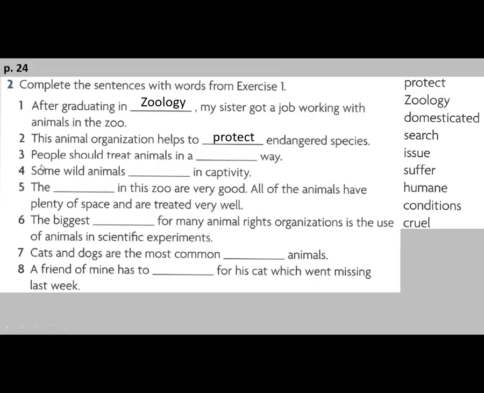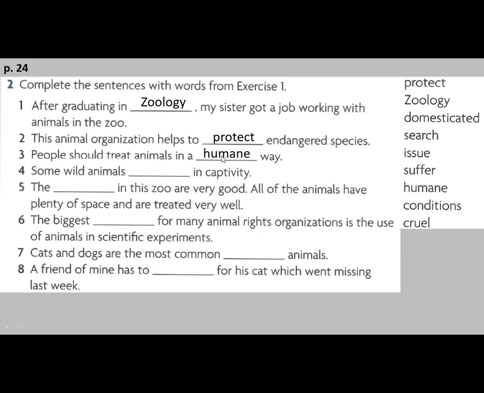What about number 3? People should treat animals in a way. Way is a noun. So probably to define this noun, we need an adjective. We need one of the adjectives here. People should. So this is an advice or suggestion. Treat animals in a bad way or in a good way. Probably in a good way because it's a suggestion. It's an advice. So which of these?